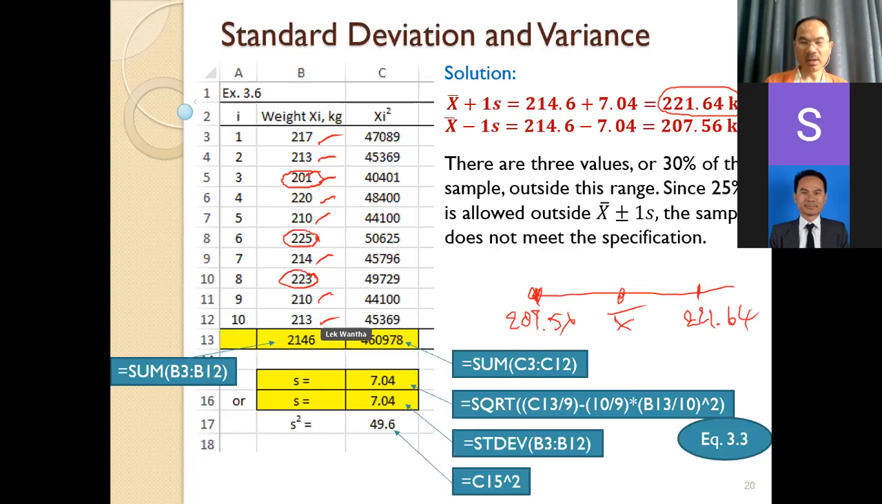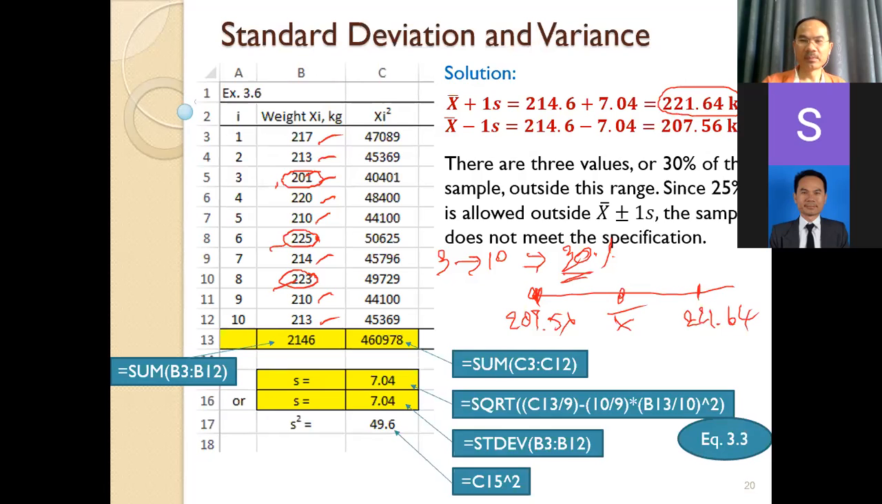Okay, we have three values out of the limit, three from 10. That means this is 30%. We have one value lower than 207, and two values higher than 221. We have three values from 10 values. If we calculate the percent, it's 30%. What does it mean? The 30% is out of the spec, it does not meet the spec.